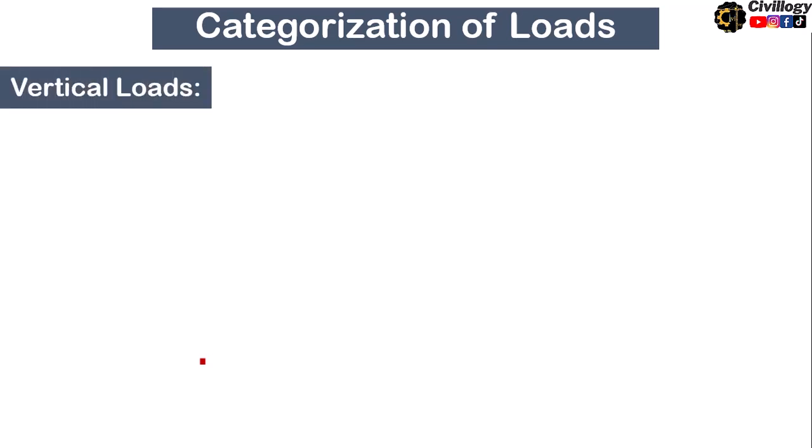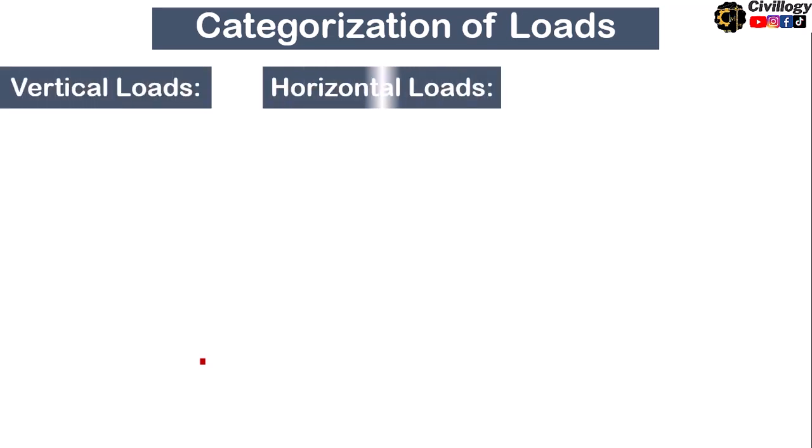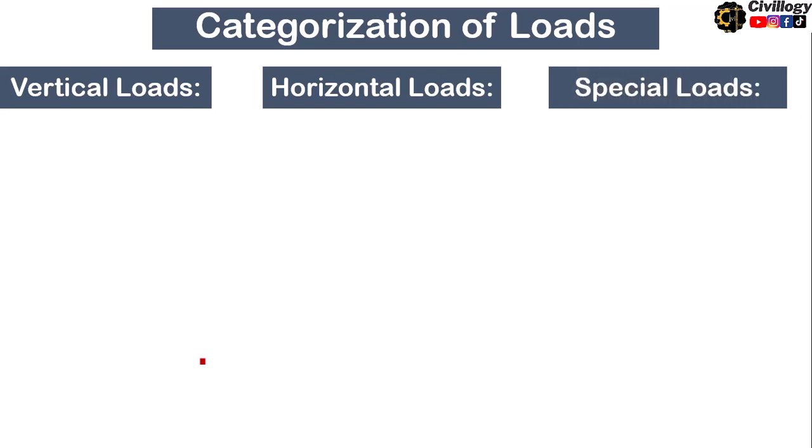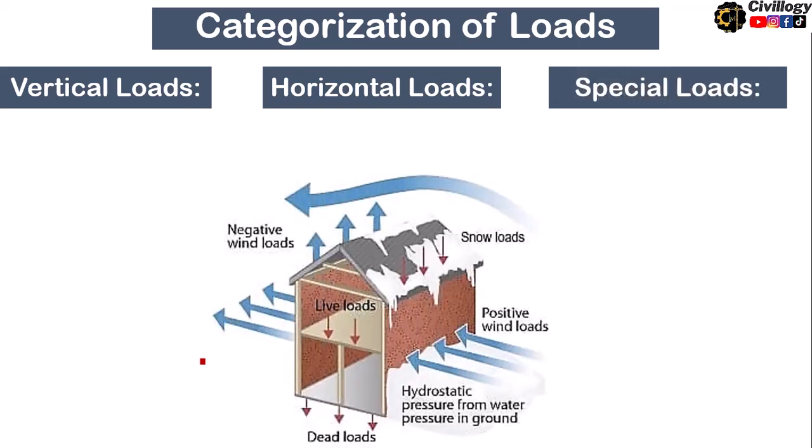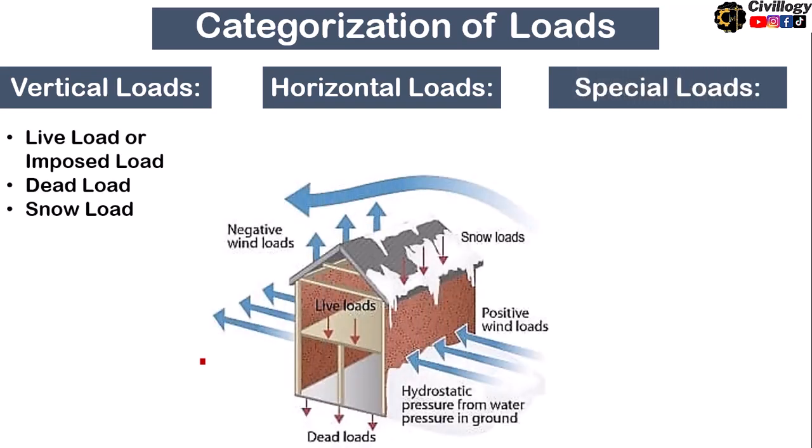Okay, so guys, let's proceed towards the categorization of loads. The loads are basically categorized as vertical load, horizontal load, and special types of loads. Okay, vertical loads may include the live load or imposed load, dead load, and snow load. Okay, because the direction of application is downward or upward.